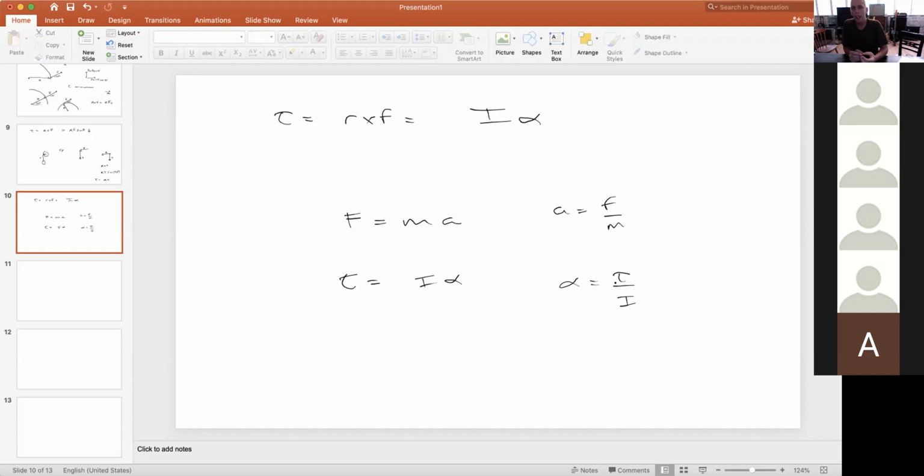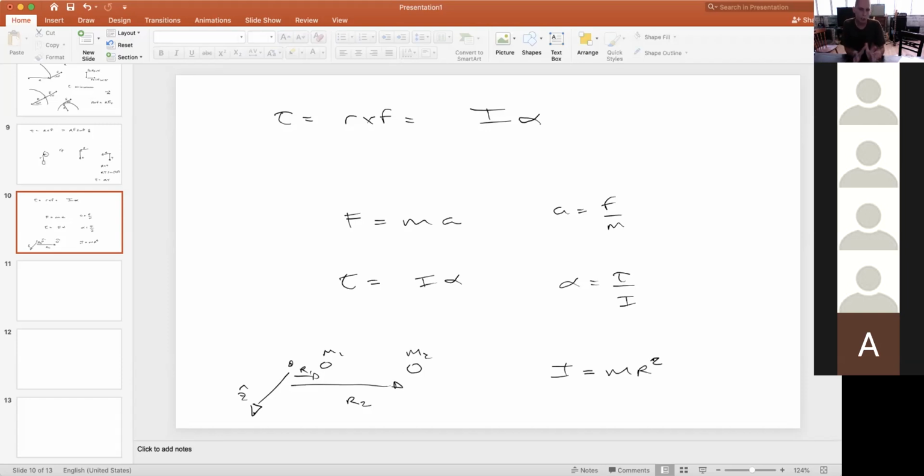But I isn't as simple as M. It's not just mass. And the reason for that is the further away an object is from some axis of rotation, which we'll just call Z hat. So if this is R and this is R2, right? And this is M1 and this is M2, the further away it is, the harder it is to get it to rotate. And it turns out that I is equal to mr squared, usually with some number in front of it if it's an object.